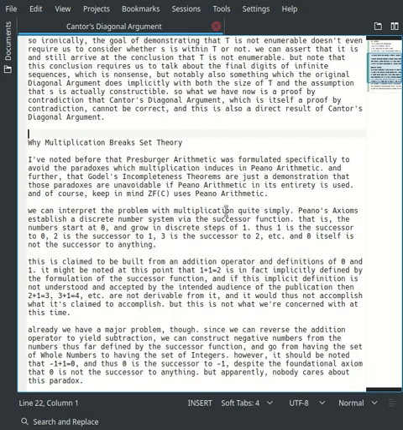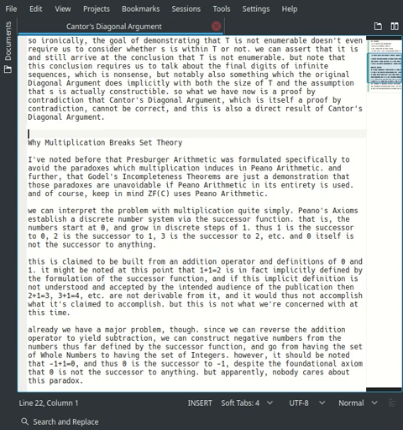Okay, now let's move into why multiplication breaks set theory, sort of Zermelo-Fraenkel set theory. Okay? So I've noted before that Presburger arithmetic was formulated specifically to avoid the paradoxes which multiplication induces in Peano arithmetic. And further, that Gödel's incompleteness theorems are just a demonstration that these paradoxes are unavoidable if Peano arithmetic in its entirety is used. And of course keep in mind that ZF or ZFC uses Peano arithmetic.